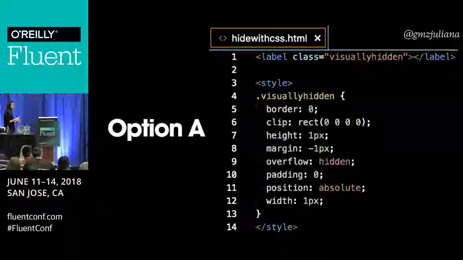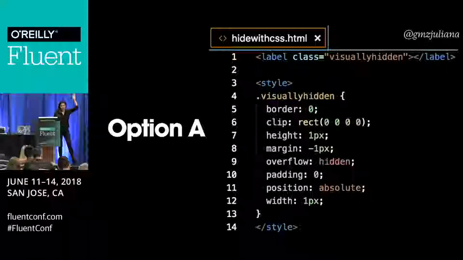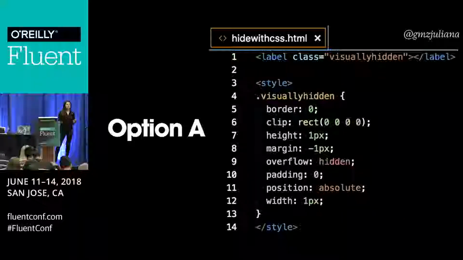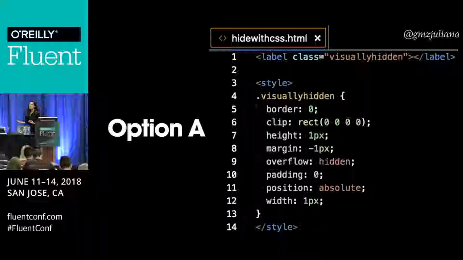The first option is to hide it with CSS. So here we've got a label with a class of visually hidden, and then in the style, in the CSS file, you basically just take everything out. And this is really good because it's going to hide it from the visual representation, but it's not going to hide it from the DOM or the accessibility tree. So assistive technologies will still be able to use it.